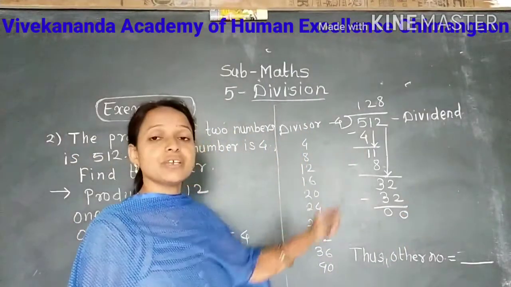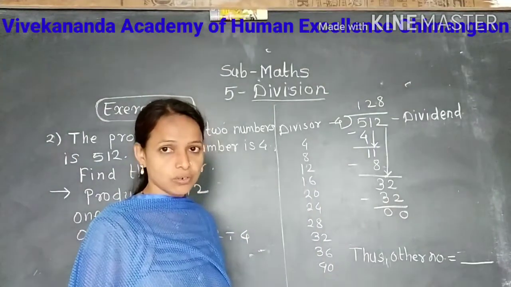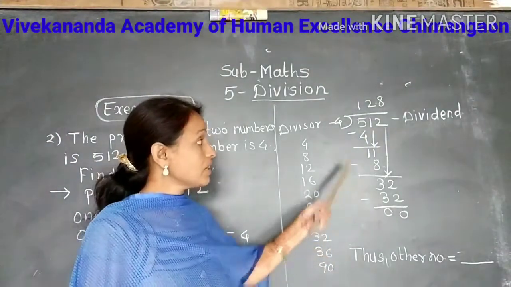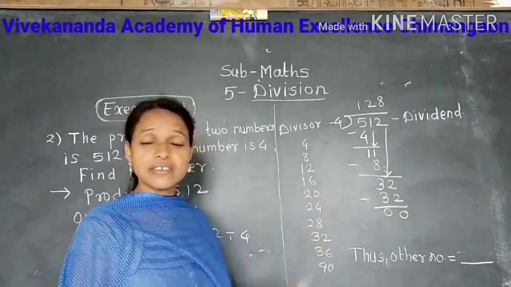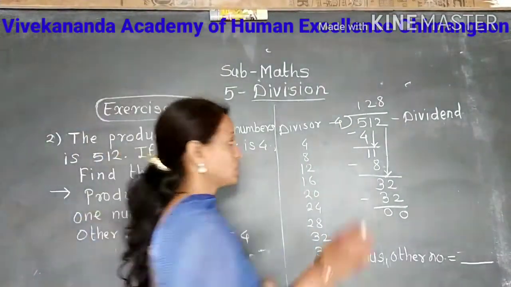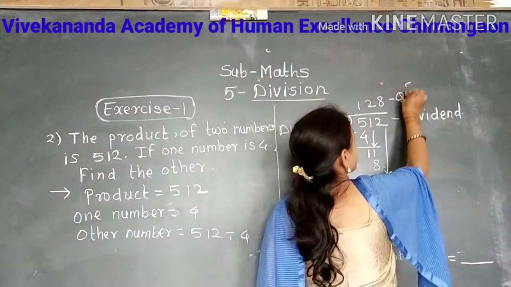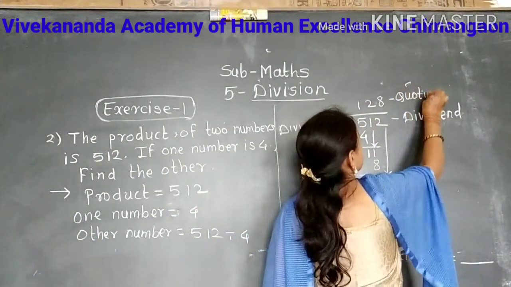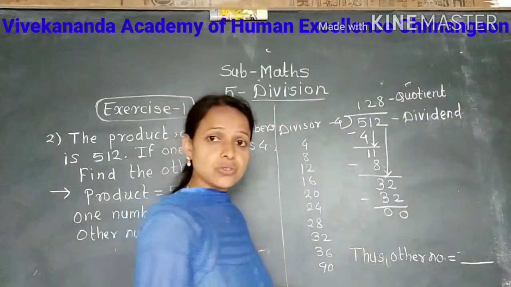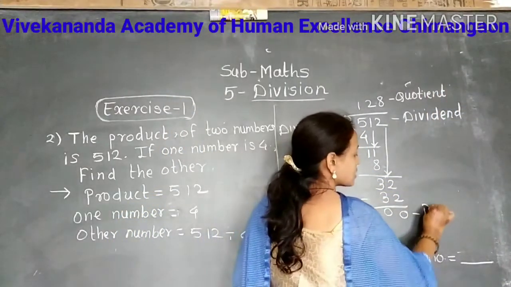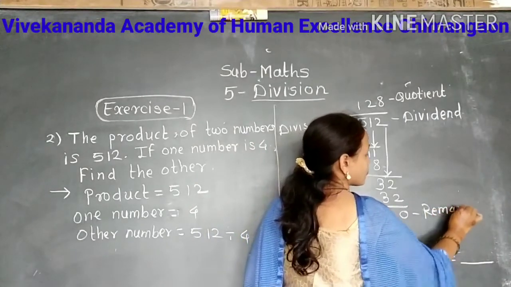Now all digits we have divided by 4. Okay. Now here we get the answer. We get answer 128 and we call it the quotient. 128 is the quotient. And the remainder we get here is 0. So 0 is the remainder.